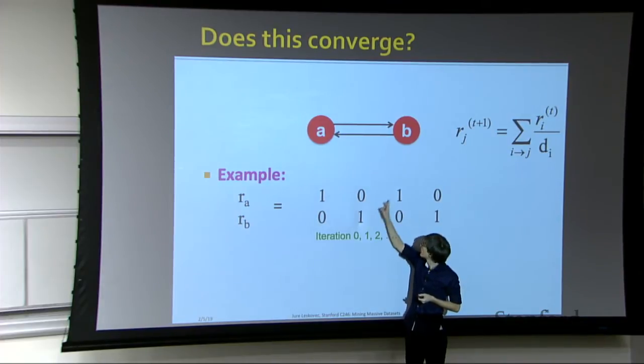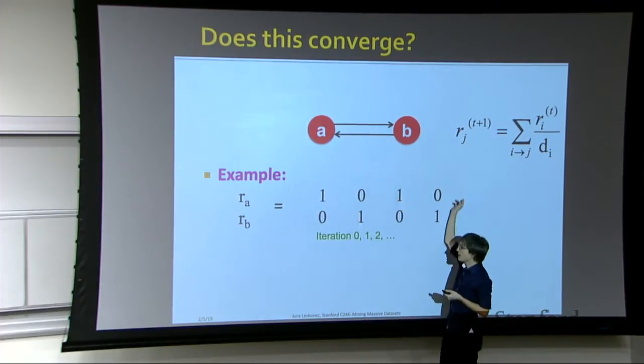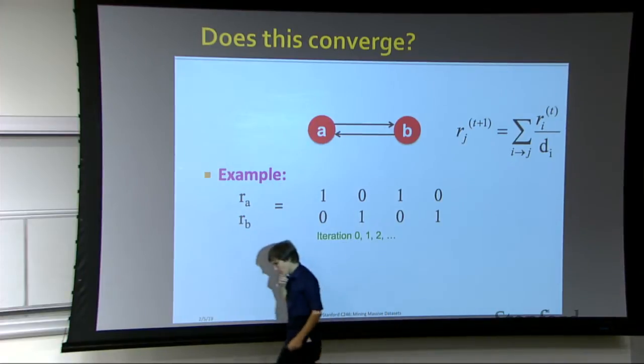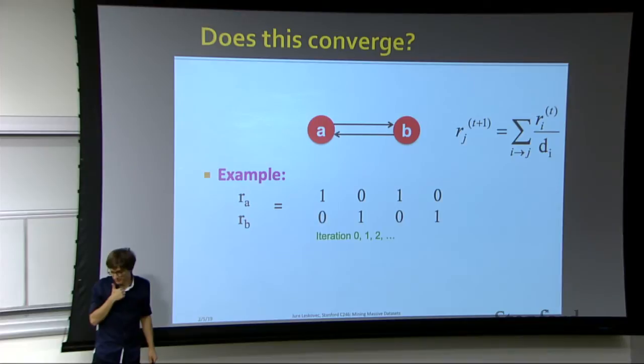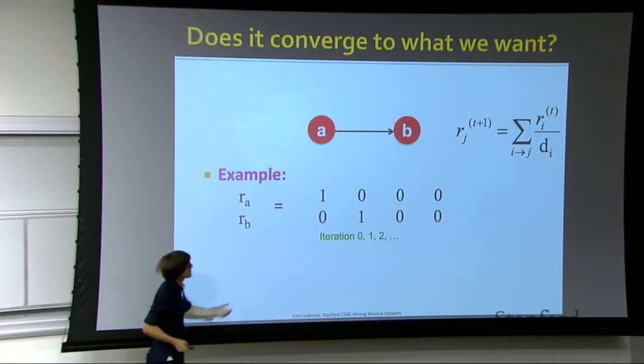Now B has all the importance, sends it to A and to B and so on, and it oscillates. So it seems all my story doesn't work anymore. So that's the first problem. And then the second problem is even a simpler graph.